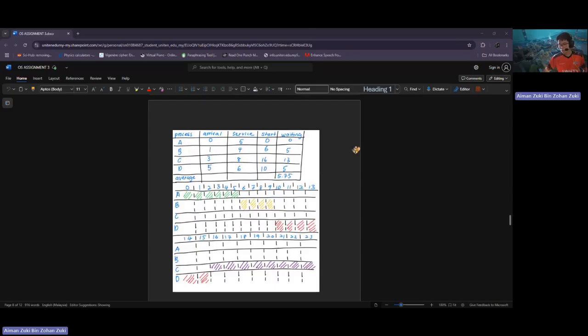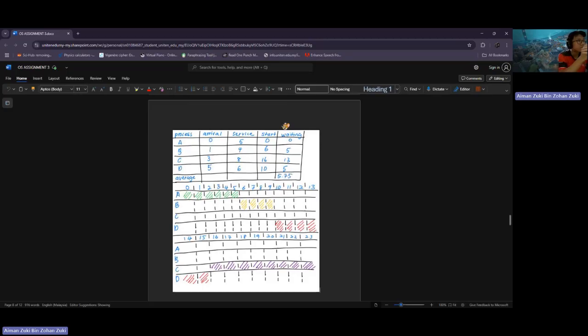Next is the algorithm known as shortest process next. So hence the name, we will be determining which process runs first by looking at the duration of service time. So we have 4 processes A, B, C, and D. The initial table only provided us with arrival and service. The start and waiting columns I added myself.